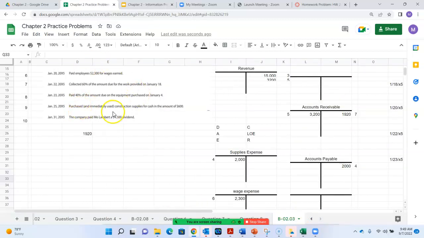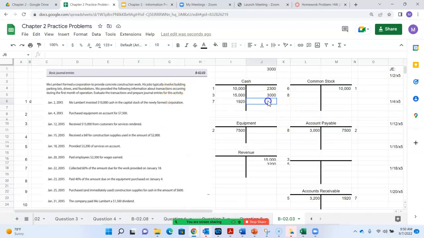Purchased and immediately used construction supplies for cash in the amount of $600. So this one's pretty straightforward. We don't have to go back in the past. So cash went down by $600. This relates to transaction 9.